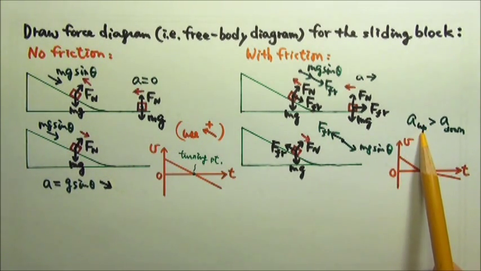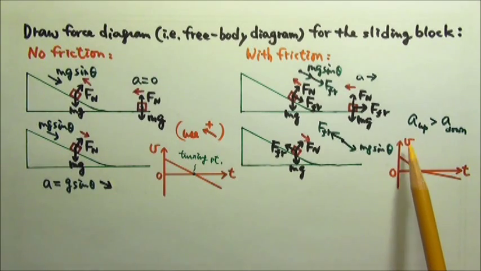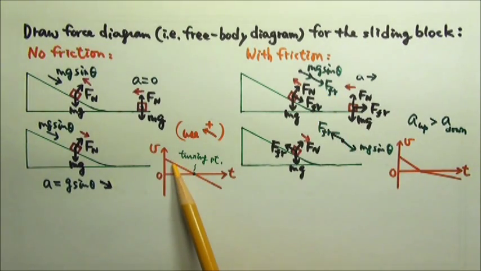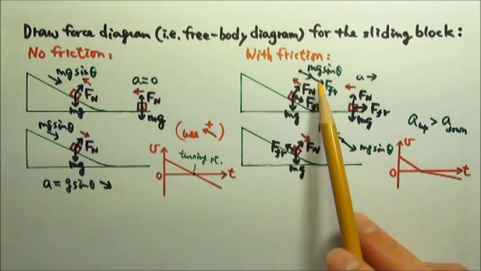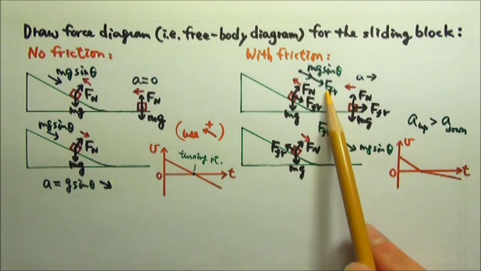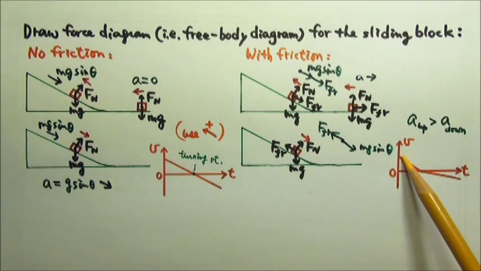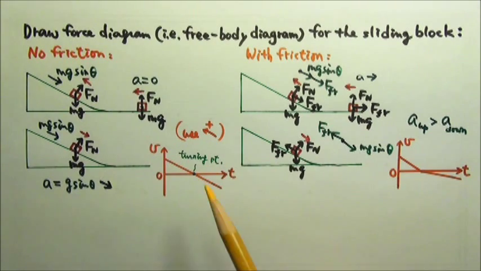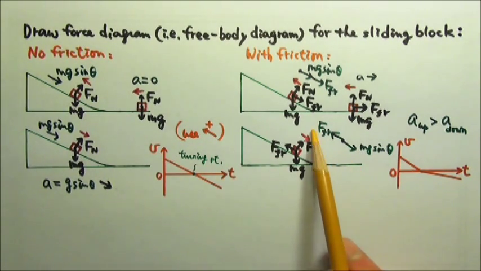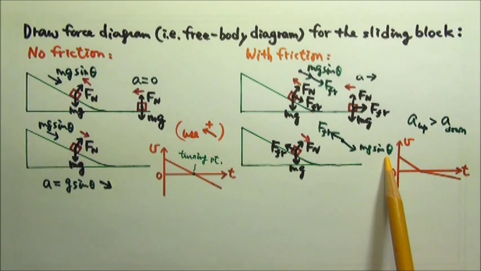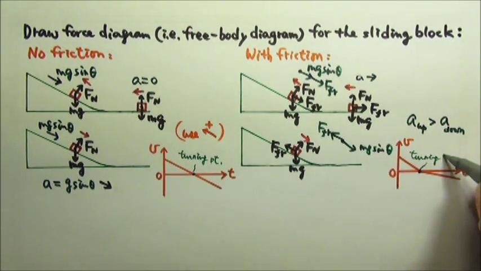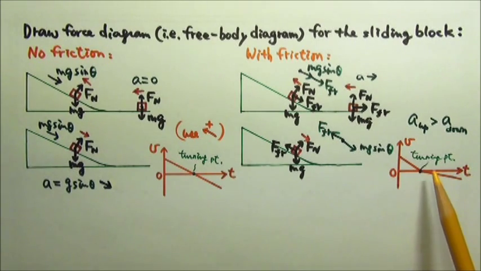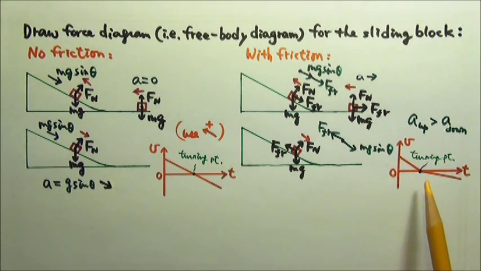Not only the acceleration when it's going up is higher, it is also higher than this acceleration because over here the net force is only mg sine theta. Over here the net force is mg sine theta plus friction. So the graph should be steeper here than that one. And this net force is less than mg sine theta. So this one is not as steep as this part. And this is the turning point. That's when the block is at the highest point.